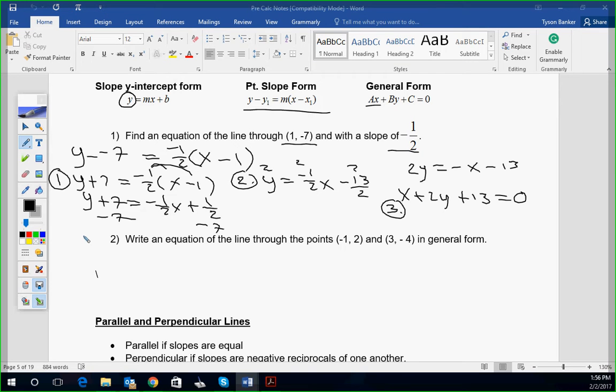Reviewing the three forms: slope-intercept, point-slope, and general form. We've already started on the work here. We started with point slope right here and simplified it to our point-slope form. Then we switched up and solved for y, and that gave us our y-intercept form right there. And then we multiplied everything by 2 to give us our general form, which we got here.